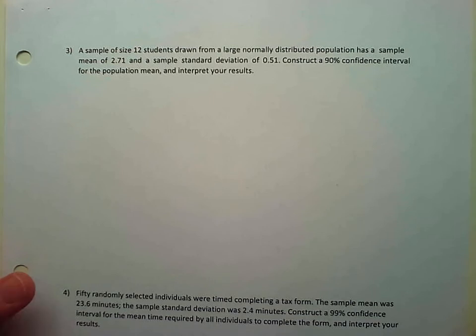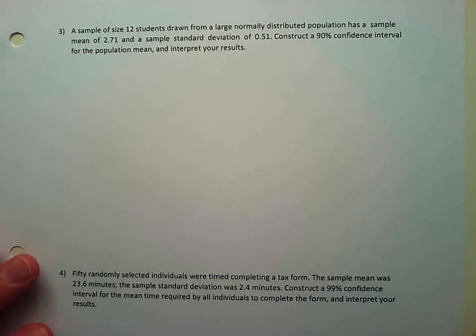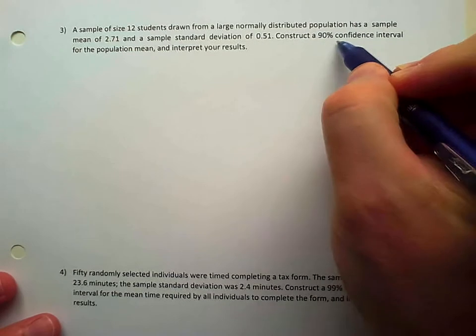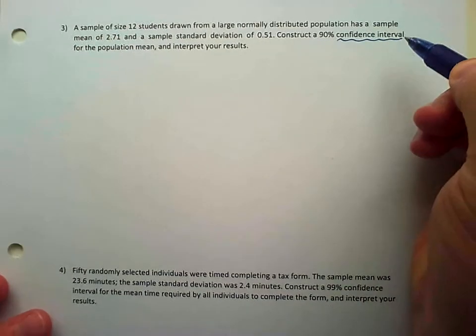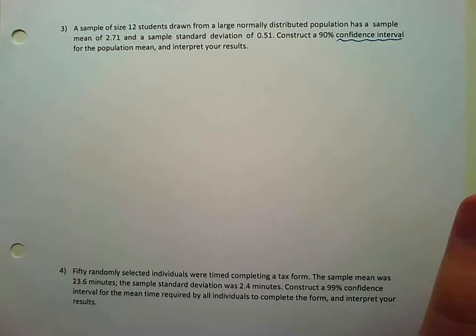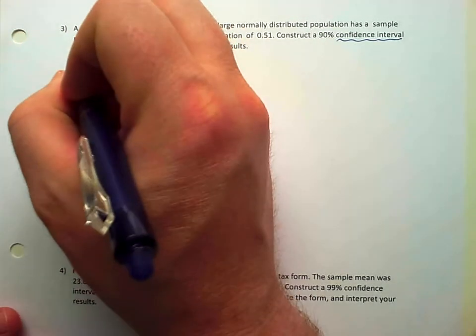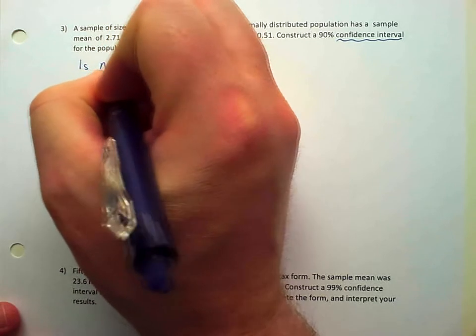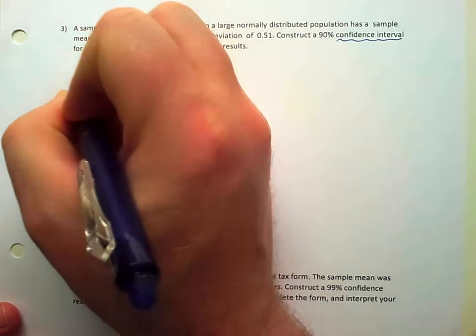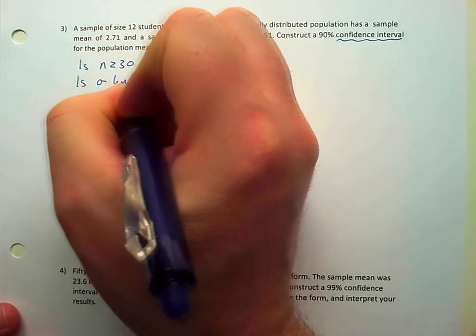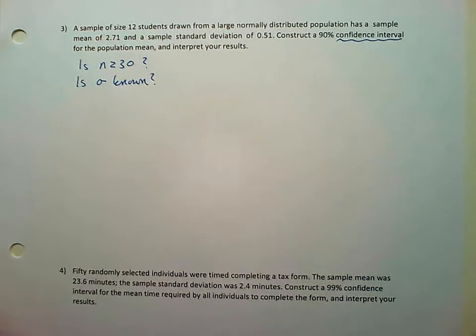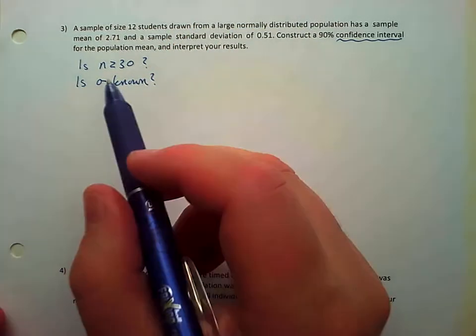Alright, as always, how do we know that this is a Chapter 7 question? It says confidence interval in it. How have we always started these Chapter 7 questions? So far, we've always started them with, is n greater than or equal to 30, and is sigma known? We've always started them with these two questions. Now, let's answer these questions.